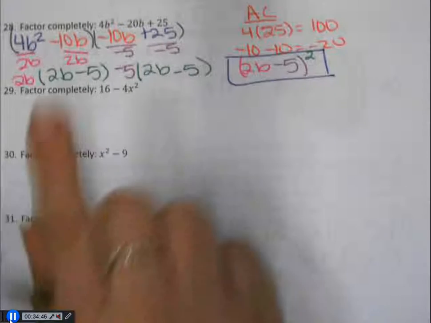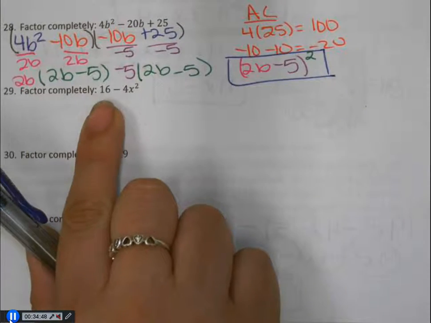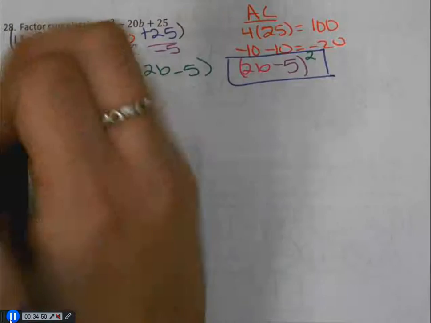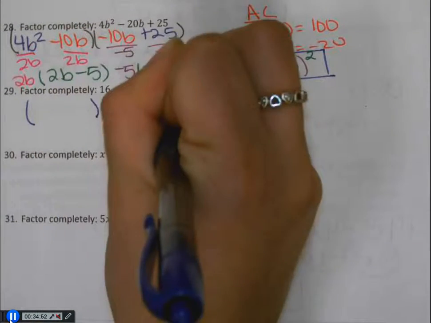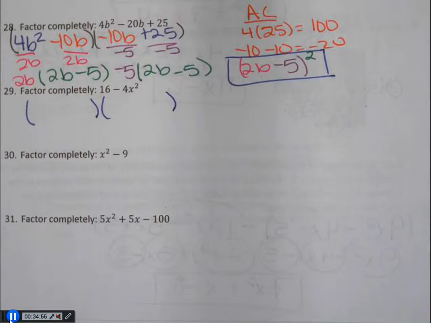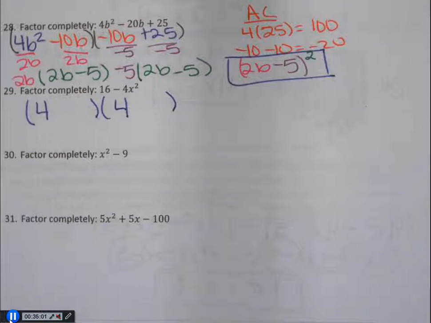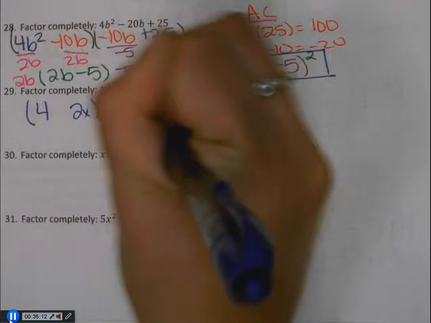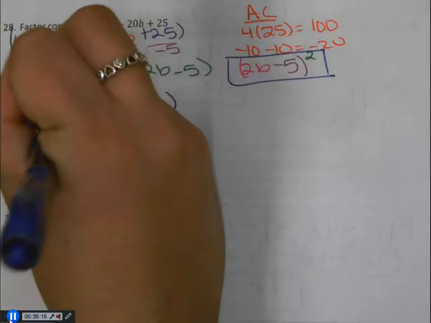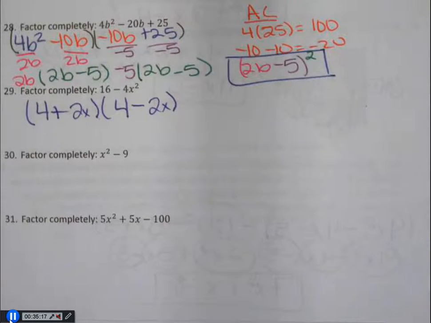Okay, number 29, since it's two pieces again, I'm going to look at taking the square root. What's the square root of 16? 4. Okay, what's the square root of 4x squared? 2x. So, one's going to be positive, one's going to be negative. Questions on 29?